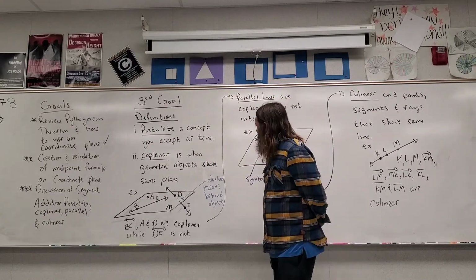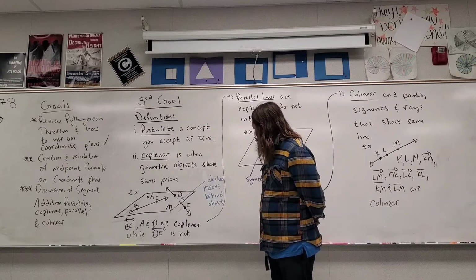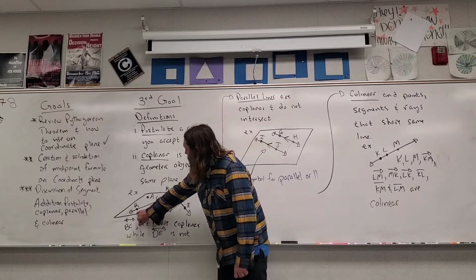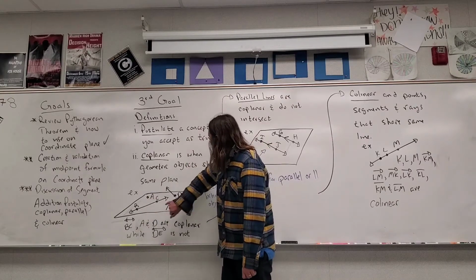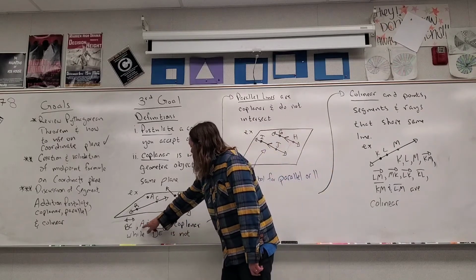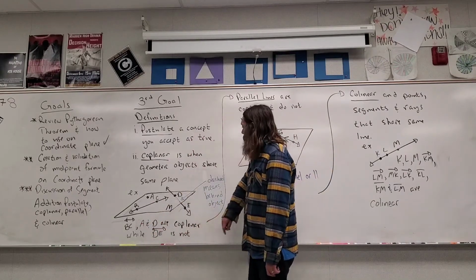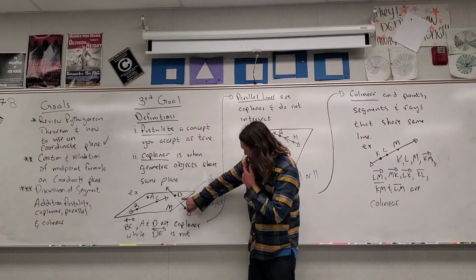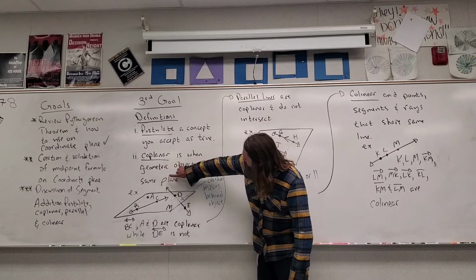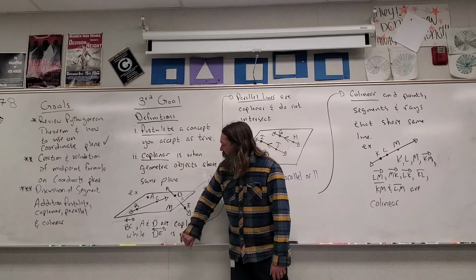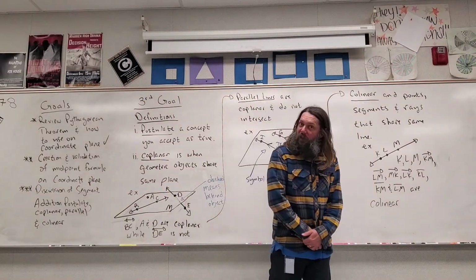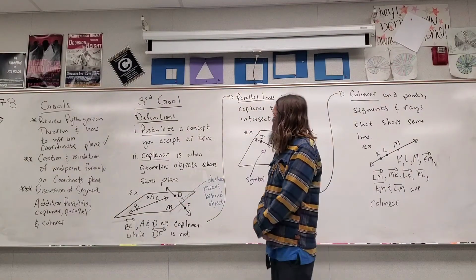Coplanar means when geometric objects share the same plane. So I drew a plane. This is plane M. Line BC, point A, and point D are on plane M. So line BC, point A, and D are coplanar. However, line DE, because it's dashed, that means it's behind the object. Because it's going through the plane, DE is not coplanar with these guys. But point D is on the plane, so that part of the line is coplanar.